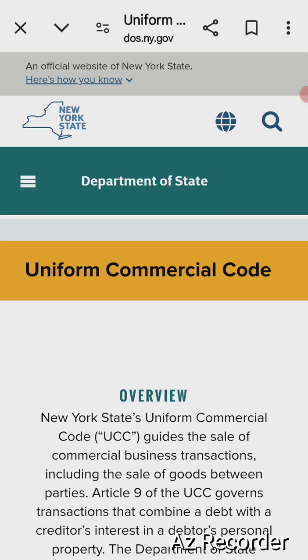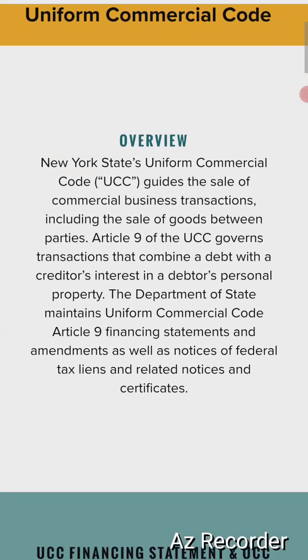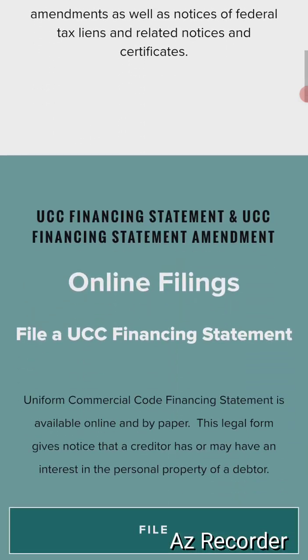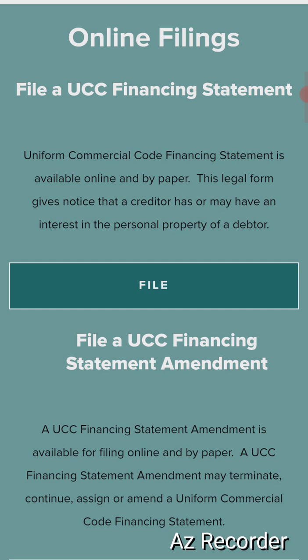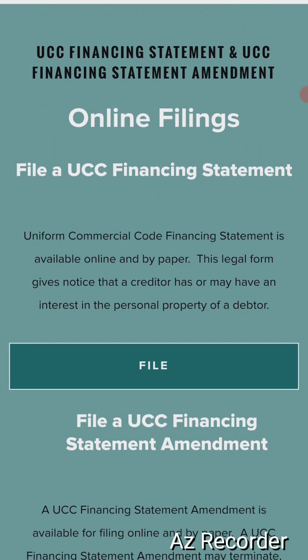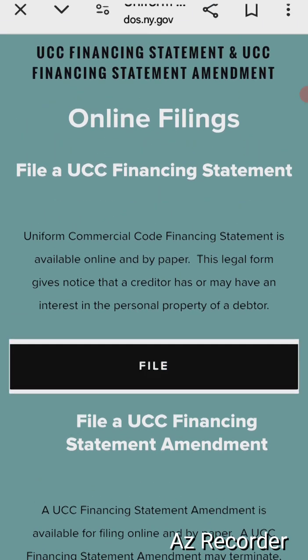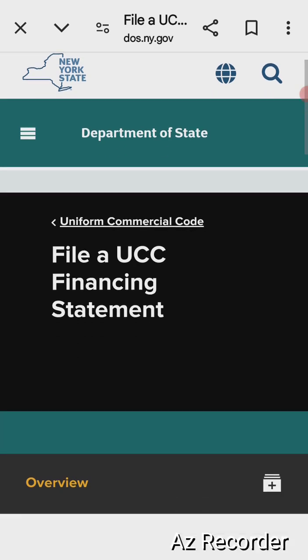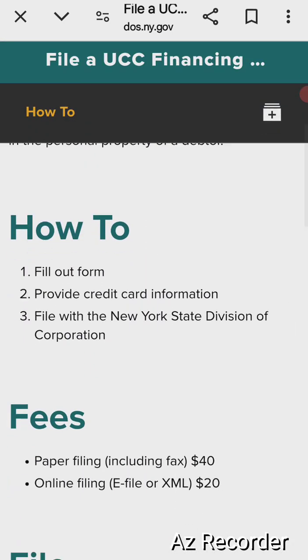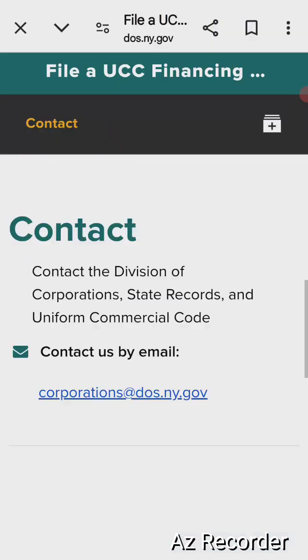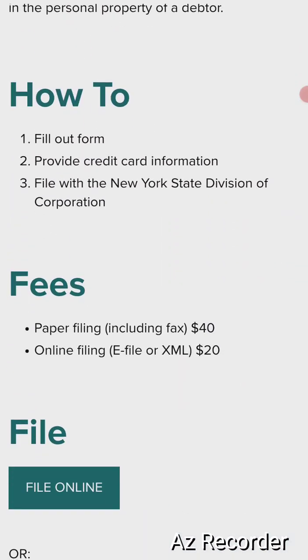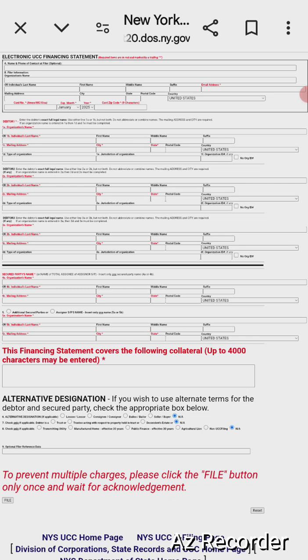It's going to bring you to this page, Uniform Commercial Code. It's an overview, basically giving you the rundown. It's going to ask you, do you want to file? There will be 2 choices. You want to click the file button on the top. Then it's going to give you another overview and a choice. But we're going right here where it says File Online. Once you click on that, there's your application.